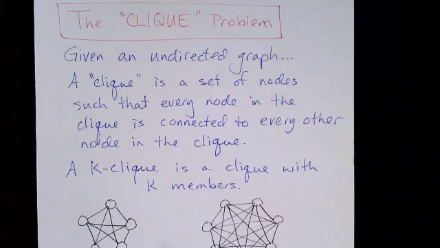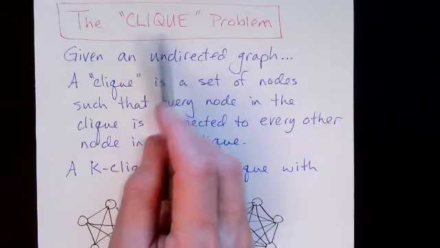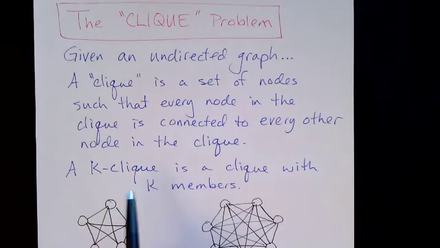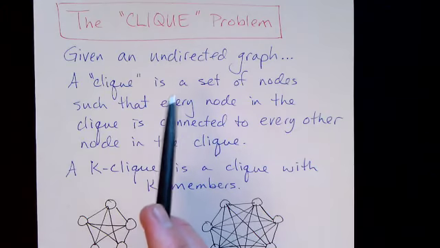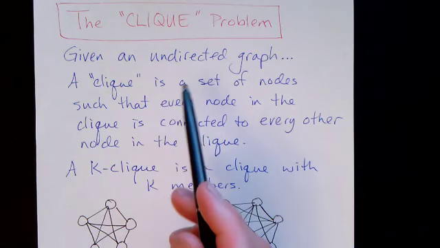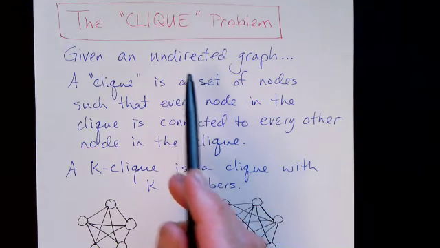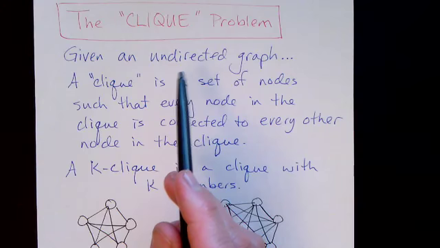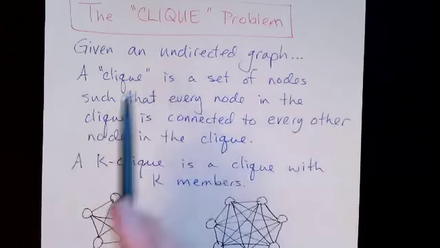Let's give another example of a problem that's in NP. This is called the clique problem. A clique of people is a small group of people that all talk to each other. They have their own club or their own group, and these things form in grade school and high school, where they tend to exclude other people. We have a more mathematical definition of clique here, and that's what we're going to talk about.